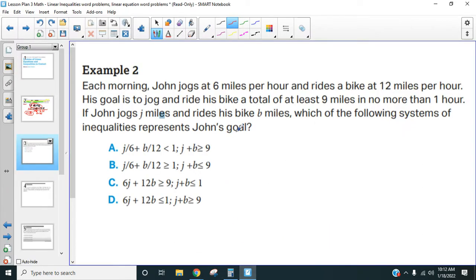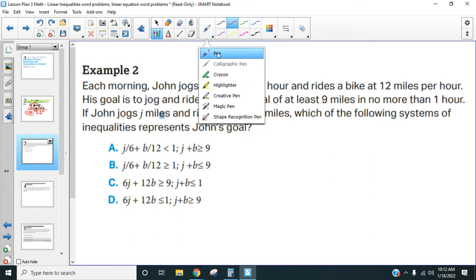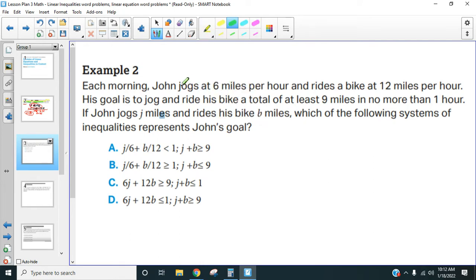Inequality, right? So let's break it down. Here are the important parts. John jogs at 6 miles per hour and bikes at 12 miles per hour, right? So we're talking about two variables already. So J and B, right? That's where those two things come from.